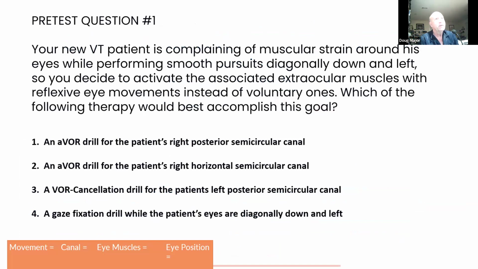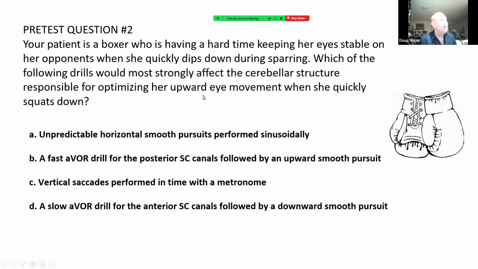Your new VT patient complains about a muscular strain around his eyes while performing smooth pursuits diagonally and down to the left. You decide to activate the associated ocular muscles with a reflexive eye movement instead of a voluntary one. Which of the following therapies would best accomplish this goal? An angular VOR drill for the patient's right posterior semicircular canal, an angular VOR drill for the patient's right horizontal semicircular canal, a VOR cancellation drill for the patient's left posterior semicircular canal, a gaze fixation drill with the patient's eyes diagonally down and to the left.